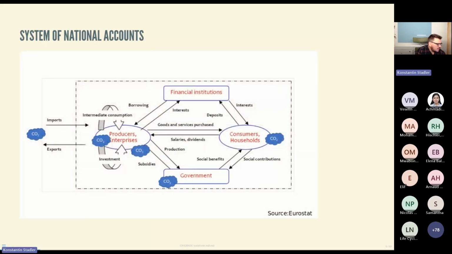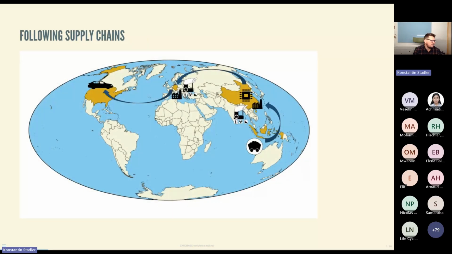We can do something very similar for national accounts, where we have producers, enterprises, companies, factories, which produce goods and services for consumers and also governments. They are also connected to financial institutions and connected to other economies via imports and exports. So what we want to do here is actually follow a supply chain from the material extraction to the processing stage, to factories globally distributed, to the final end users of a product.